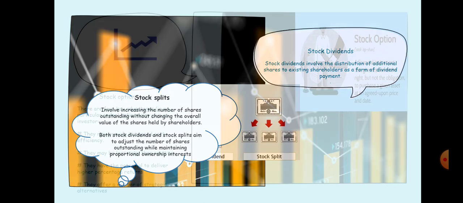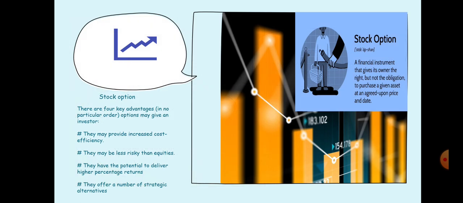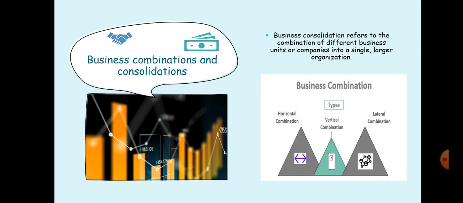Next, stock option. A stock option is a financial instrument that gives its owners the right but not the obligation to purchase a given asset at an agreed upon price and date. Finally, we will see what is business consolidation and combination.